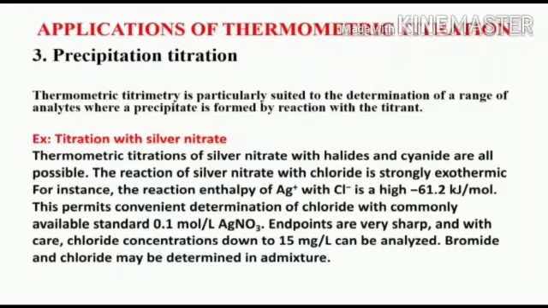For instance, the reaction enthalpy of Ag+ with Cl- is a high minus 61.2 kilojoules per mole. This permits convenient determination of chloride with commonly available standard 0.1 mole per liter silver nitrate. The endpoints are very sharp, and with care chloride concentrations down to 15 mg per liter can be analyzed. Bromide and chloride may be determined in admixture.